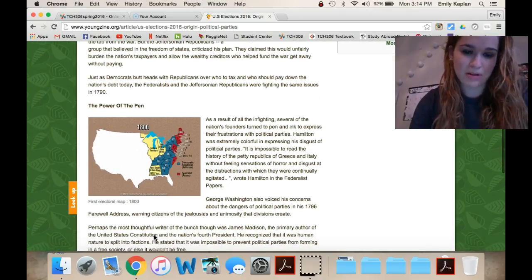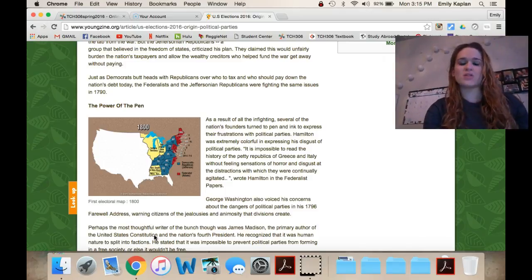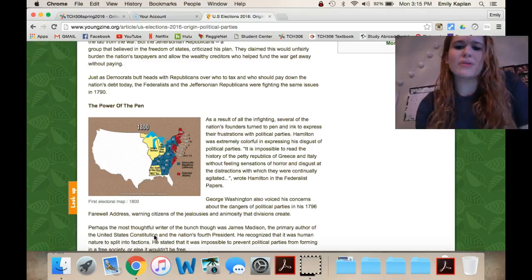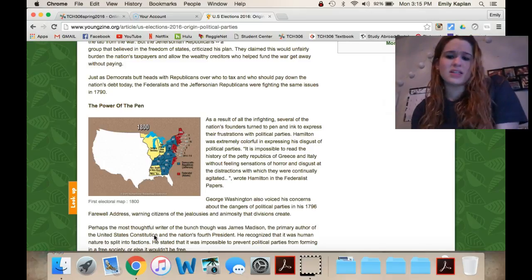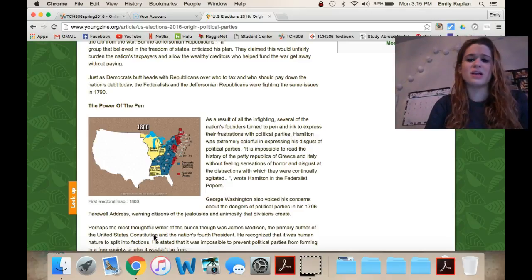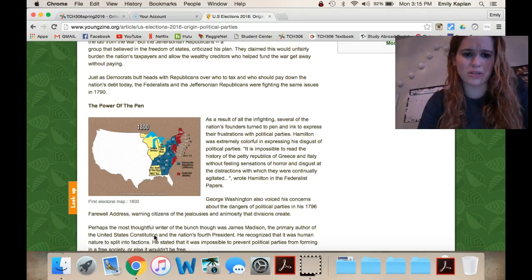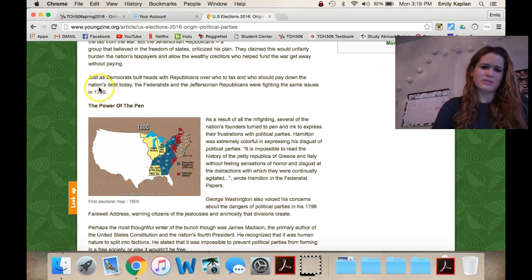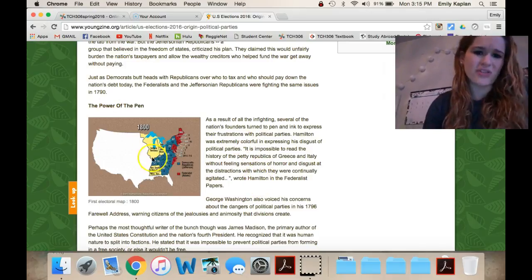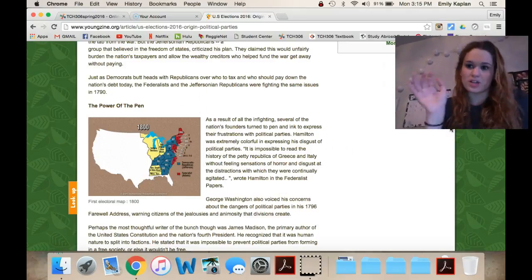The power of the pen. As a result of all the infighting, several of the nation's founders turned to pen and ink to express their frustrations with political parties. Hamilton was extremely colorful in expressing his disgust of political parties. It is impossible to read the history of the petty republics of Greece and Italy without feeling sensations of horror and disgust at the distractions with which they were continually agitated, wrote Hamilton in the Federalist Papers. So you can even see from this map right here that the territories were divided and Democratic, Republican states were very diverse throughout what was the country then.